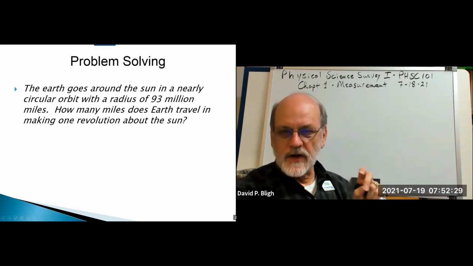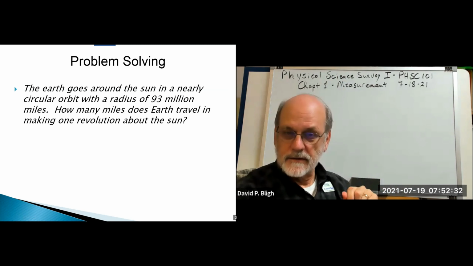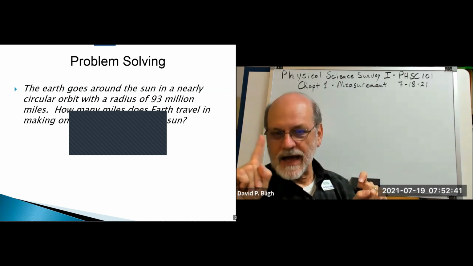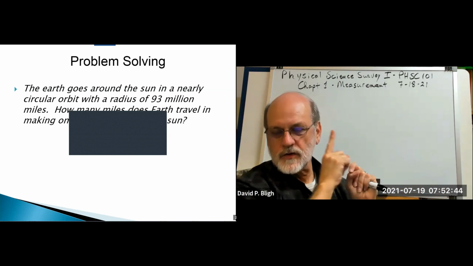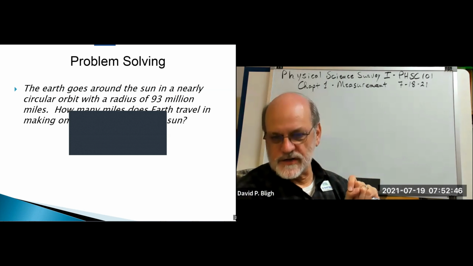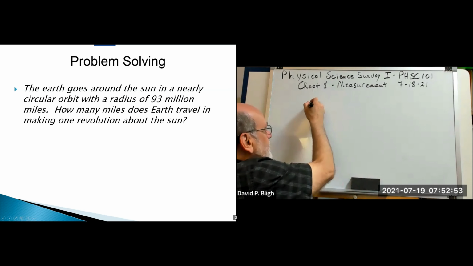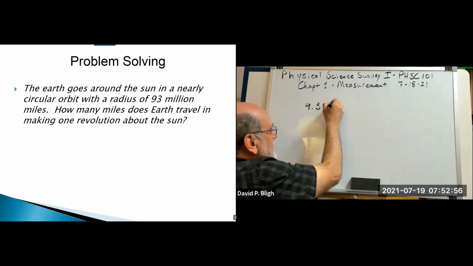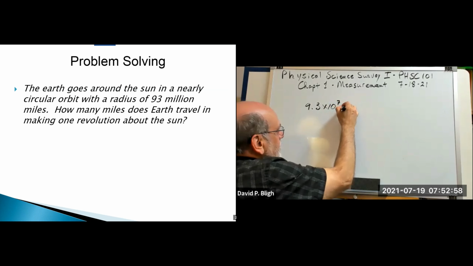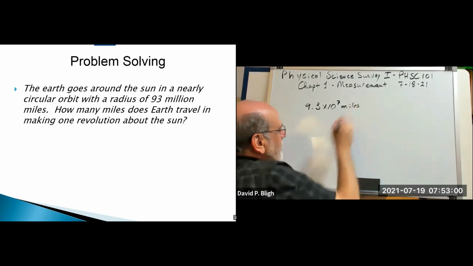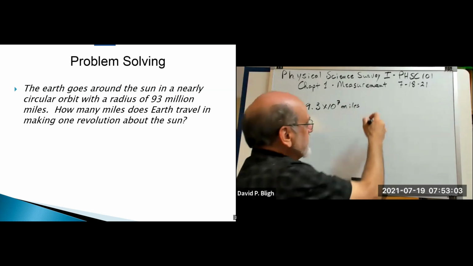The Earth goes around the sun in a nearly circular orbit with a radius of 93 million miles. How many miles does the Earth travel in one revolution around the sun? So in 1 year's time, as the Earth goes around the sun, how far does it travel? Right? What are we given? Well, we're given 93 million miles, 9.3 times 10 to the 7th miles. That's the radius.